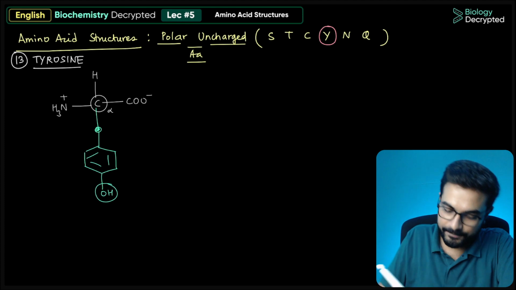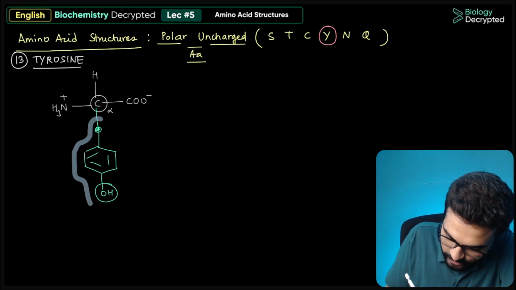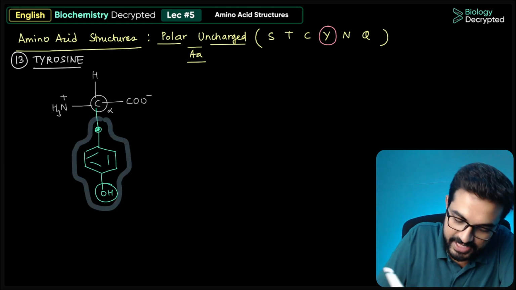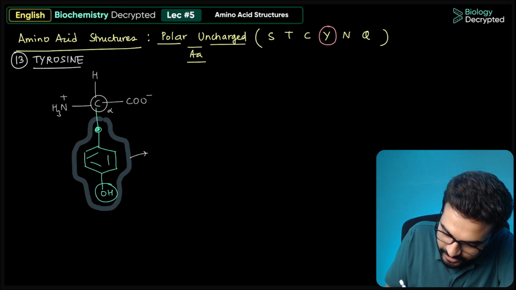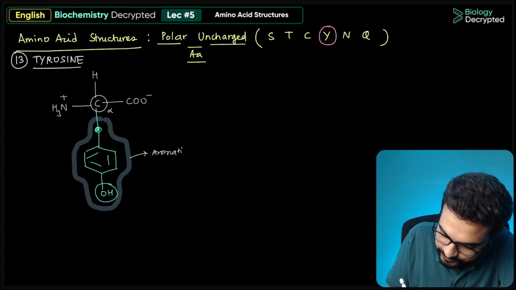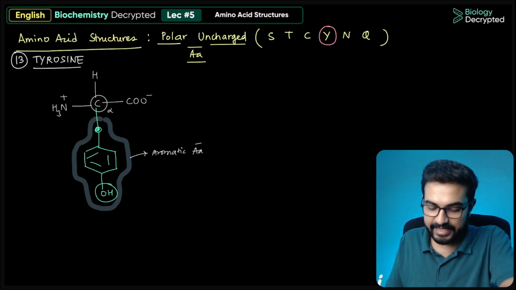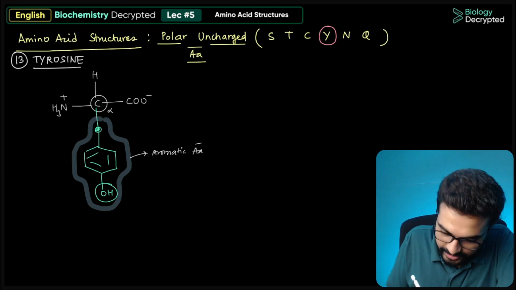what you will get is tyrosine. As simple as that. And if you have noticed, this is also an example of aromatic amino acid because it has a benzene ring here. So yes, this is also an example of aromatic amino acid, and this is tyrosine. So how would you write tyrosine?